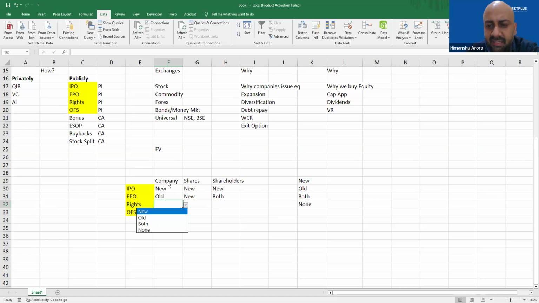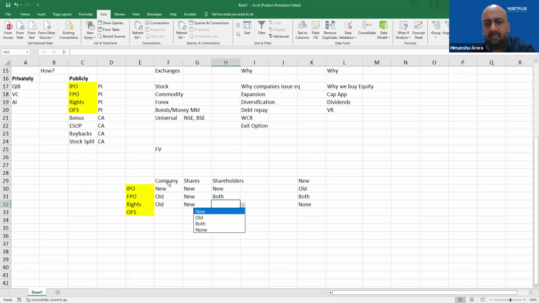In rights, the company is quick, old. The shares are new. The shareholders are certainly old.